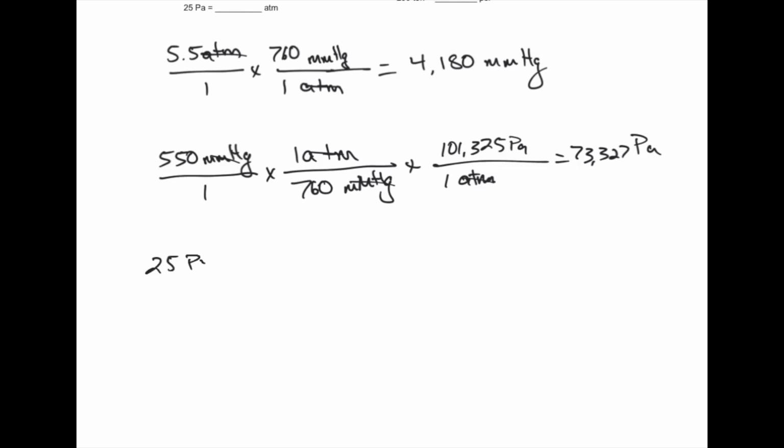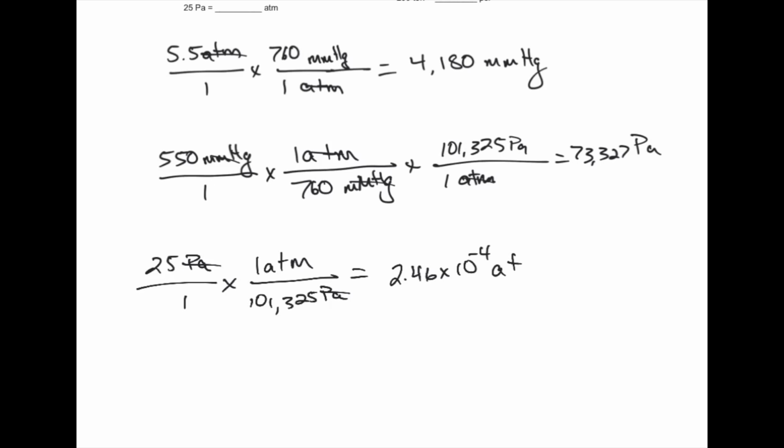All right. The next problem is going from 25 pascals to atmospheres, okay. We can eliminate our units of pascals, and what we get if we write this in scientific notation, so we don't have to write all those silly zeros, is 2.46 times 10 to the negative fourth atmospheres.